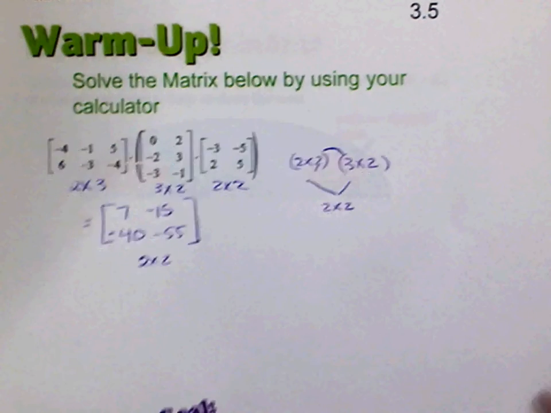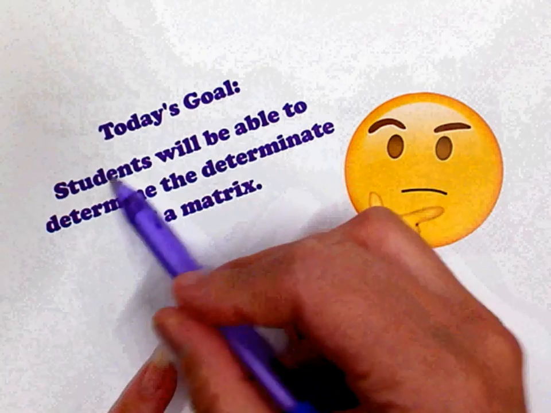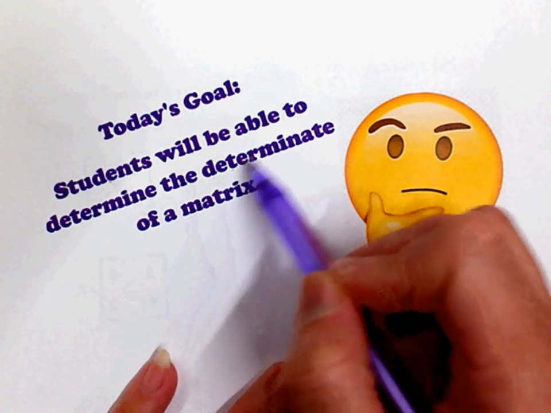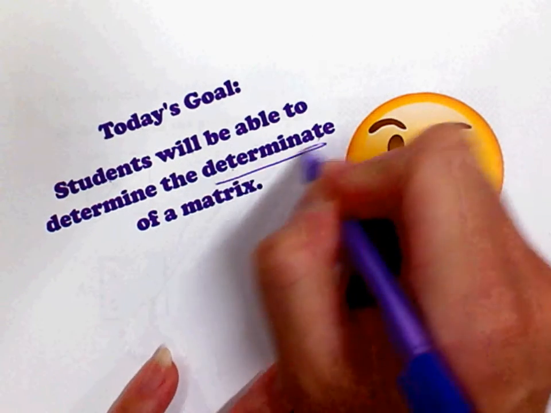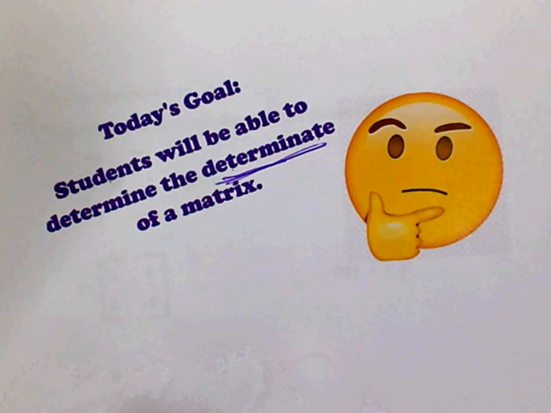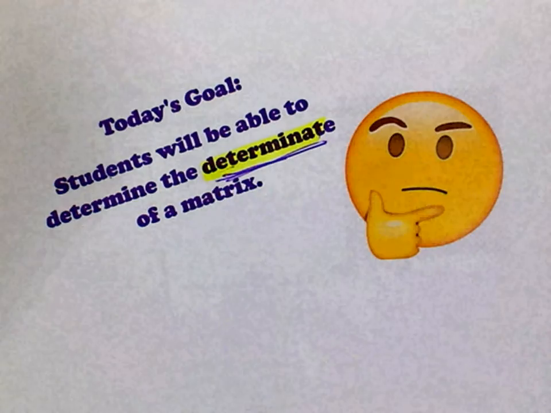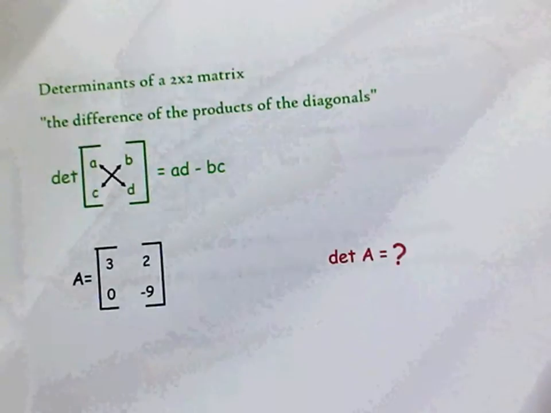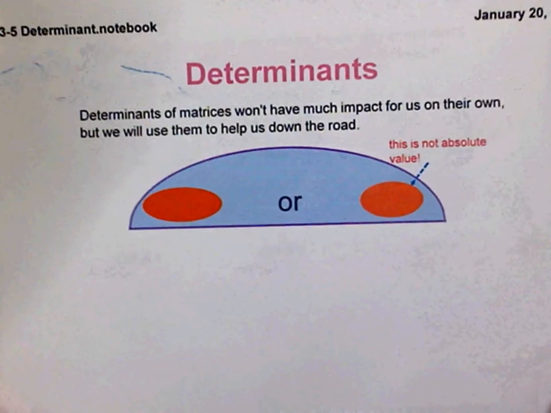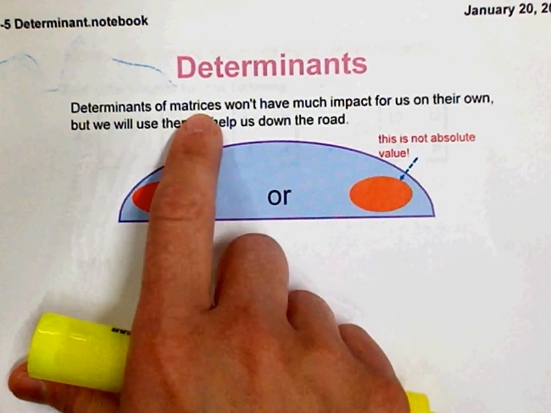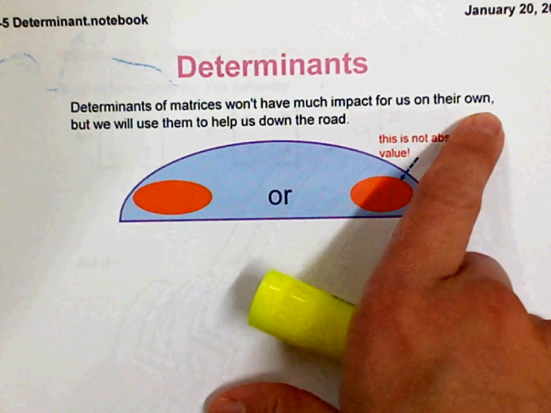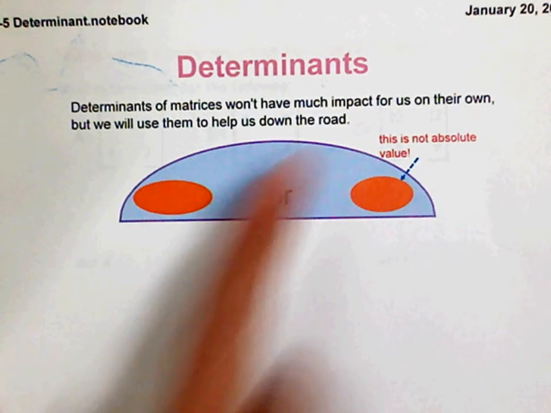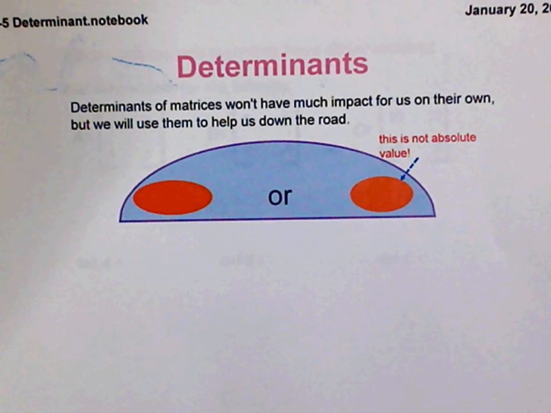All right, let's look at today. Today students will be able to determine the determinant of a matrix. So the word you're going to learn today is the word determinant. Okay? All right. So let's take a look at what a determinant is. Determinants of matrices won't have much impact on us on their own, but we will use them down the road. So for right now, you are not going to write them down, it doesn't serve any purpose. But the determinant helps us in inverses, which is the next section.